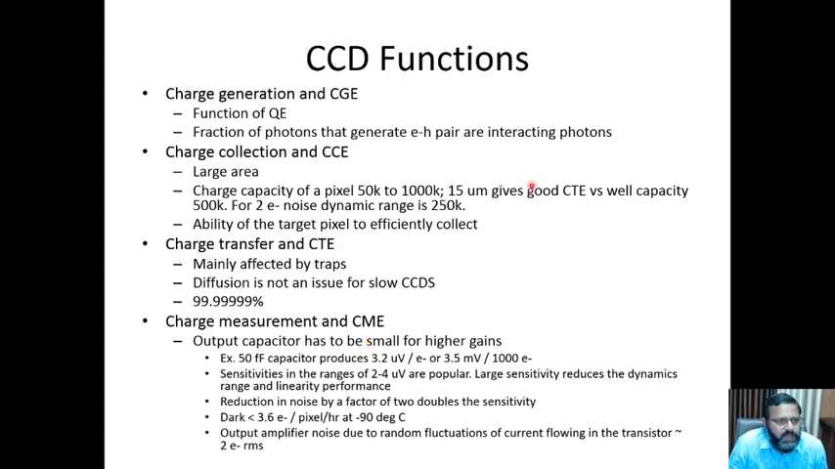So these are the basic functions of the CCD: the generation of charge using the photoelectric effect. It is associated with charge generation efficiency, defined as the quantum efficiency of the CCD. It's nothing but the fraction of photons that generate an electron-hole pair. And the second function is charge collection. The charge has to be collected using the large area of the chip and stored in the pixels.